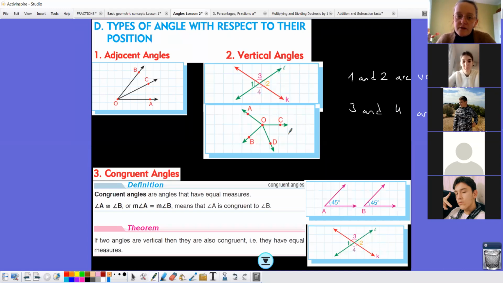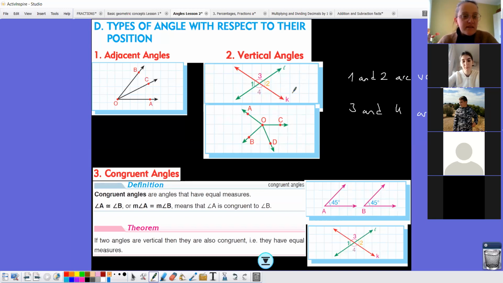What about this figure here, this one? Are AOB and DOC vertical angles? No. Why not? I don't know. It doesn't seem like they are, huh? Yes. They are not, you are right. But why are they not?